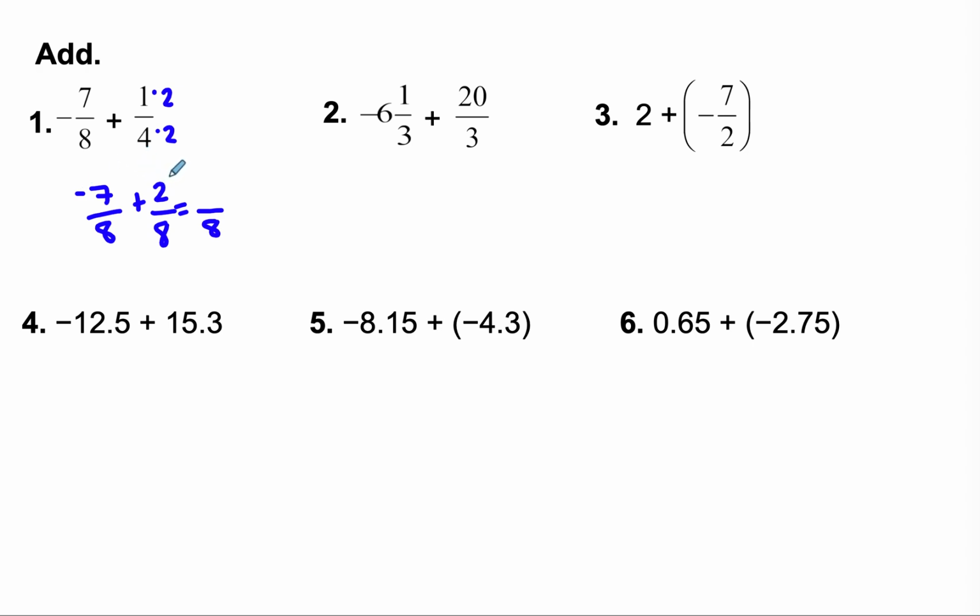-7 plus +2, different signs find the difference. 7 minus 2 is 5. More negatives, answer is negative. So that one is going to be a -5/8.